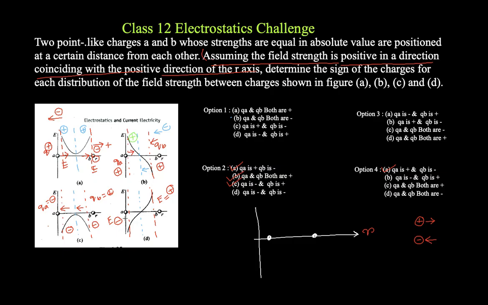Now negative means the electric field lines are like this. For QB, as the electric field is positive, it is like this. So for A, the electric field is towards the charge, that is, QA is negative. And for QB, the electric field is also towards the charge, so QB is also negative. So the fourth option is correct. So option 2 is correct.